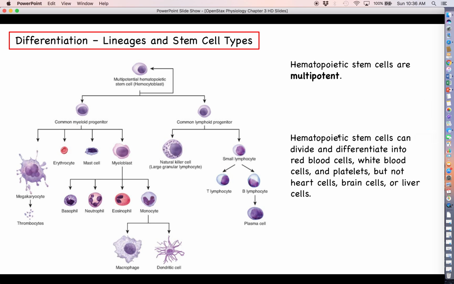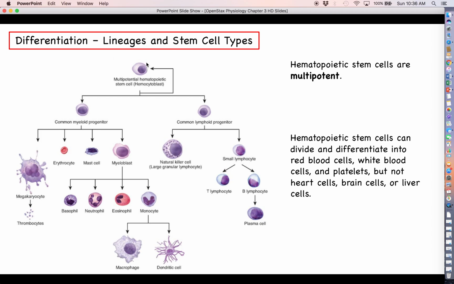Hematopoietic stem cells are multipotent in that they can differentiate into all the different types of blood cells, like red blood cells, white blood cells, and platelets, but they cannot differentiate into things like brain cells or heart cells or liver cells. So when we're talking about stem cells, we're talking about things called lineages. So a lineage basically gives you a roadmap that tells you what different types of pathways the differentiation can take to give you different types of cells.